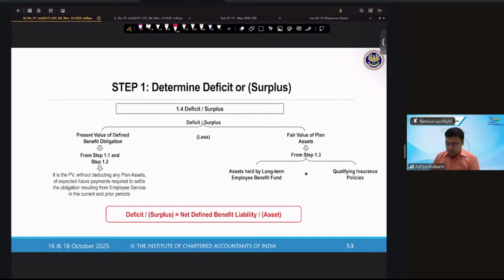So present value of the obligation minus fair value of plan assets, which is either a long-term fund or insurance policies. When you calculate this, the net deficit or surplus: if it is a deficit, it becomes a net defined benefit liability. If it is a surplus, it becomes a net defined benefit asset. Are we okay with this? Yes, okay.